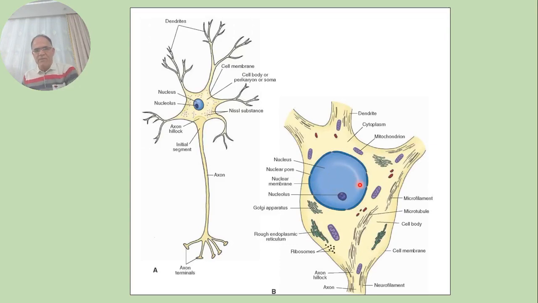The inside of the nucleus is filled with a liquid called nucleoplasm. Another structure inside the nucleus is called the nucleolus. The nucleolus is a specific structure that produces ribosomes.